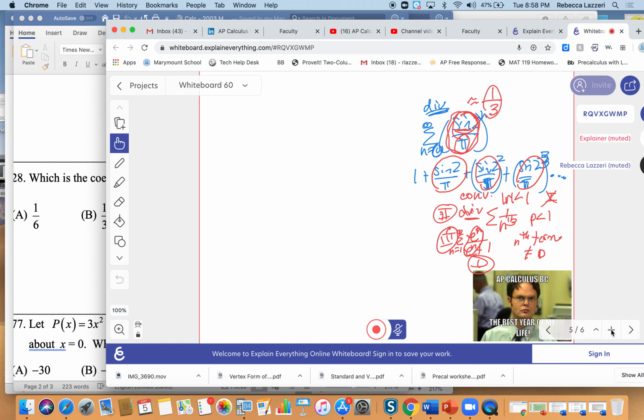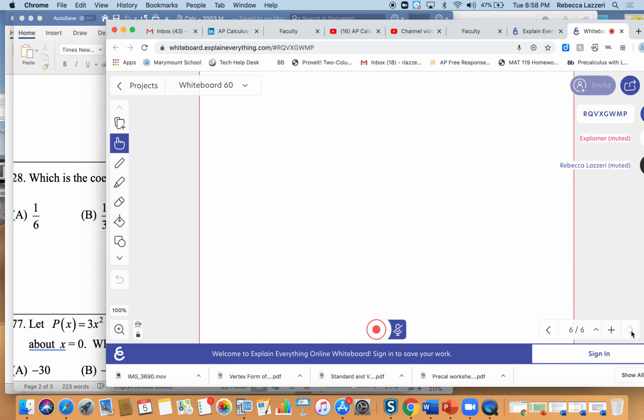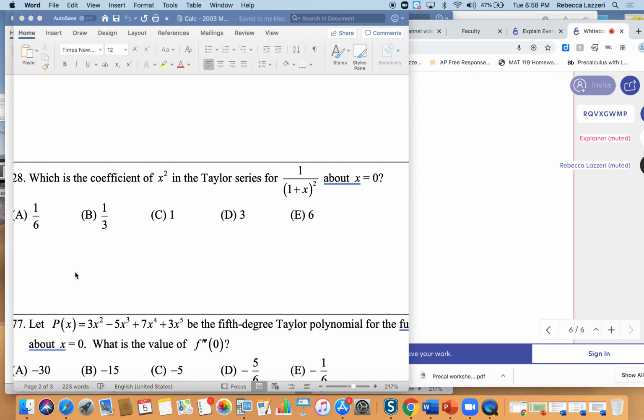Okay, so on 28, which is the coefficient of x squared in the Taylor polynomial of 1 over 1 plus x squared about x equals 0. Now this one is not one that you've memorized, so we're actually going to have to write this one out a bit.